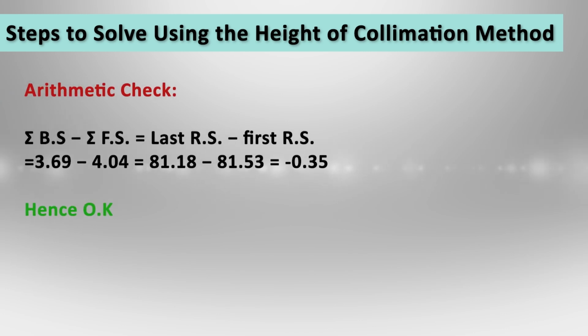And the arithmetic check in this height of instrument method is sigma backsight minus sigma foresight, which should be equal to last reduced level minus the first reduced level. So, sigma backsight has been calculated as 3.69 meters and foresight as 4.04 meter, which will result in minus 0.35, and the last RL is calculated as 81.18 and the first RL as 81.53. So, subtracting 81.18 minus 81.53 results in minus 0.35 meter. Hence, our check is OK.